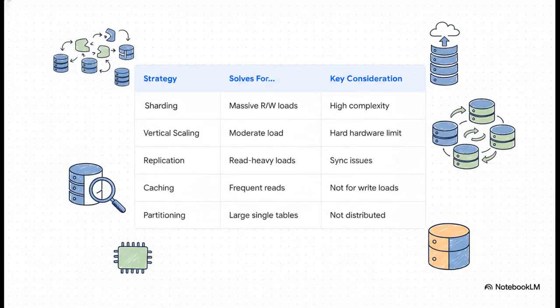See sharding up top? It's the champion for handling massive loads of both reads and writes. The cost you pay is that it's architecturally very complex. Now look at the other options. If your app is mostly read-heavy, maybe replication, just making copies of your database, is all you need. If you have a few viral items everyone's trying to access, caching could solve that problem without a major overhaul.